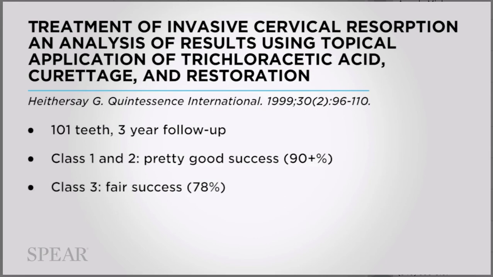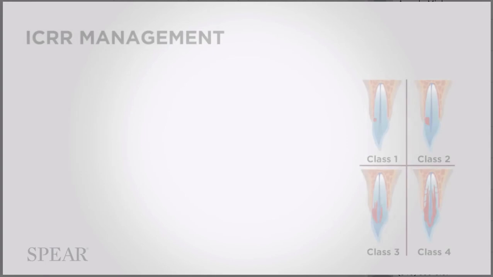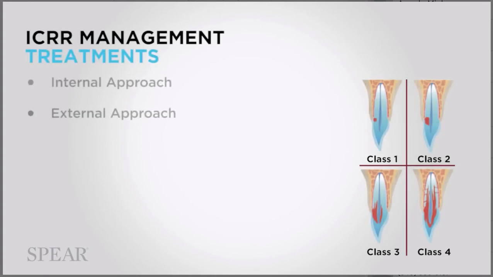But again, by no surprise, trying to manage a case with a class 4 Heithersay defect is very unsuccessful, with a success rate of barely 12%. And again, that was only followed over a 3-year period of time. My guess would be that the success rate went down over a period of time. So we can manage this defect both internally through a pulpal space or externally.